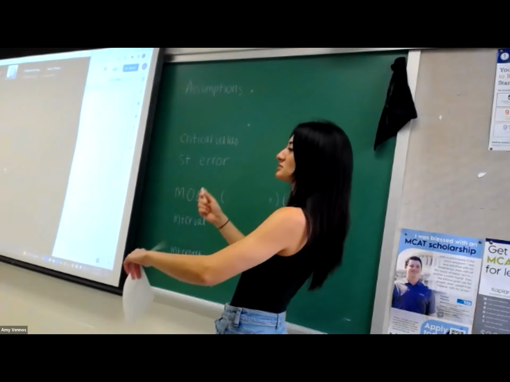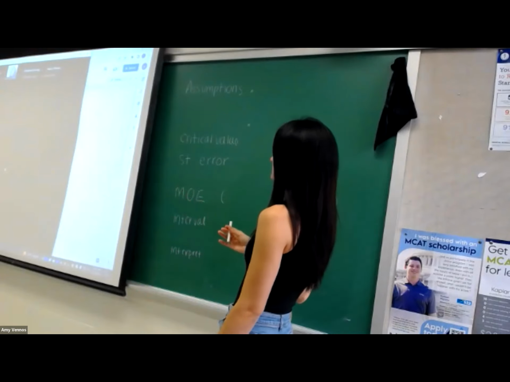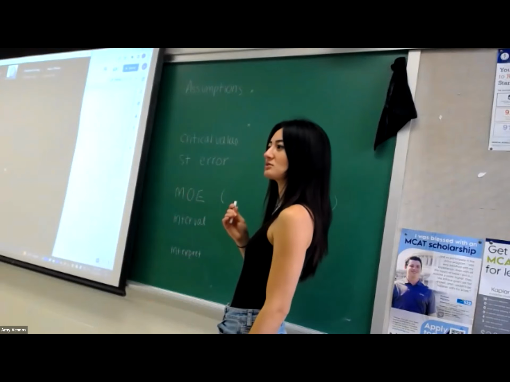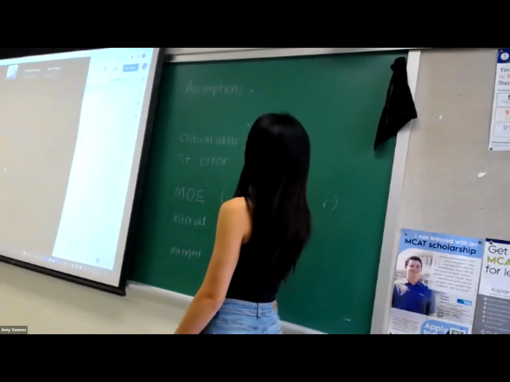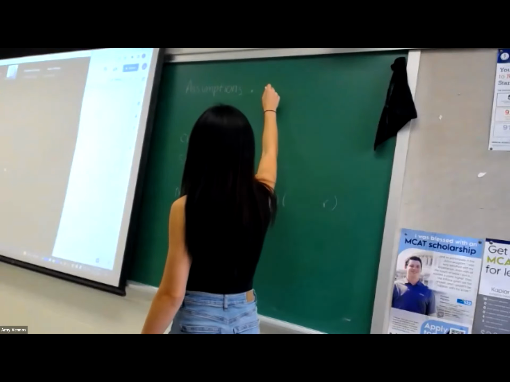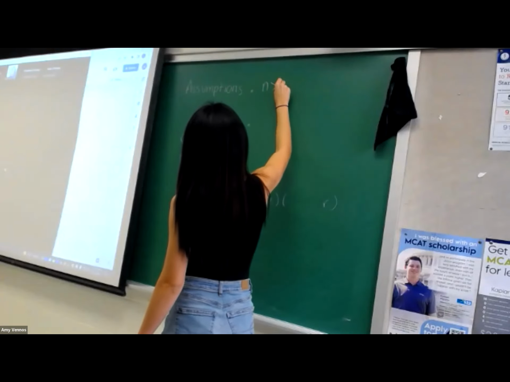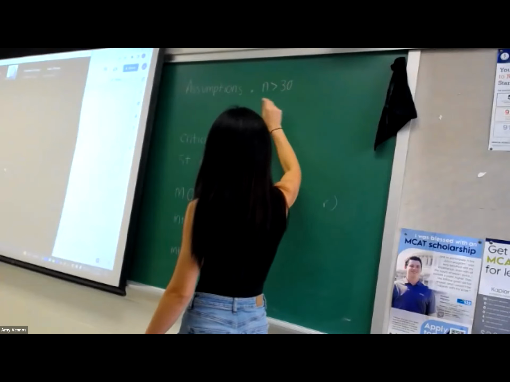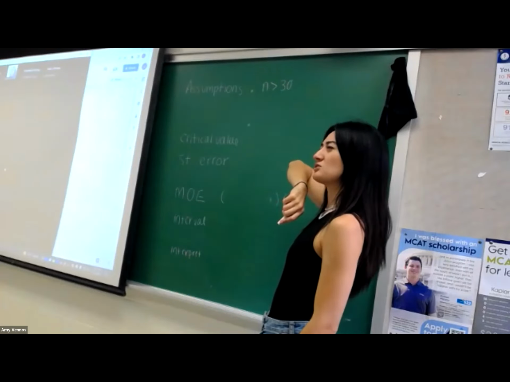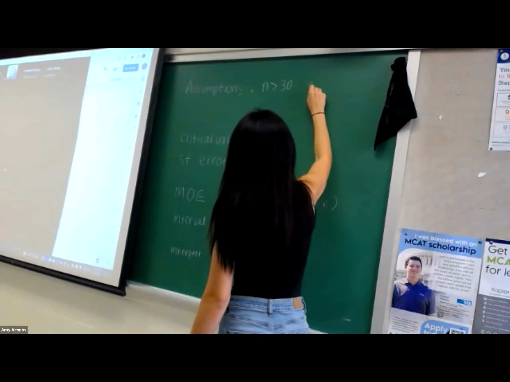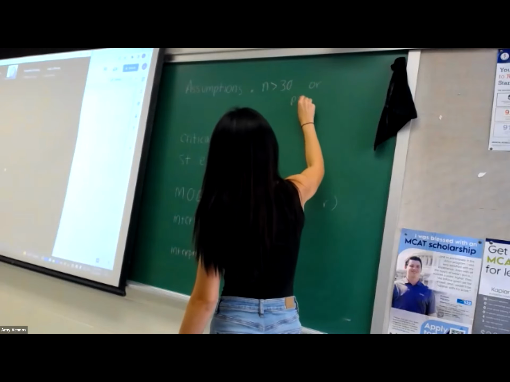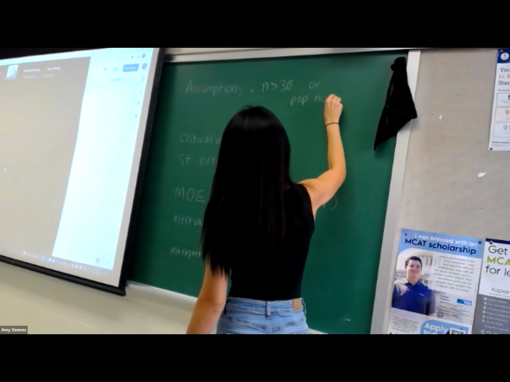Not the mean. Remember, it was the things that we had to do for the central limit theorem too. Okay, I hear standard deviation, but let's do the sample size one first. So sample size has to be bigger than what number? 30. And if that's not true, we can also have the normal population, or the population being normal.